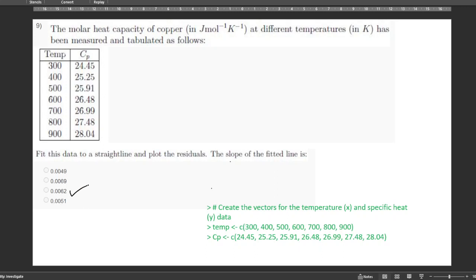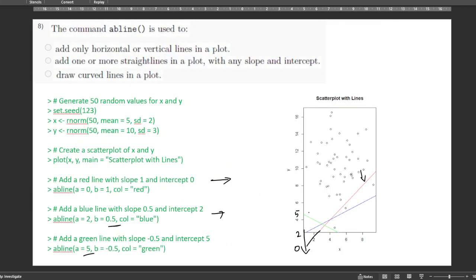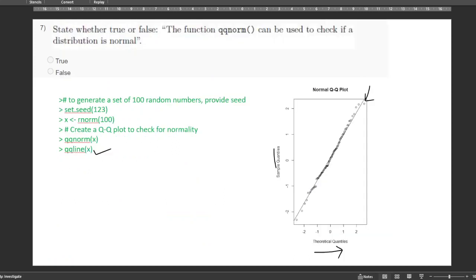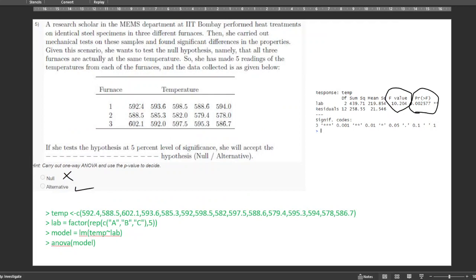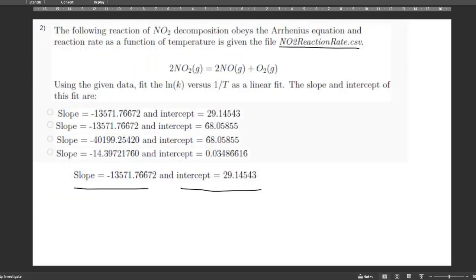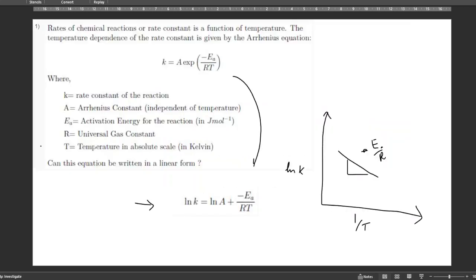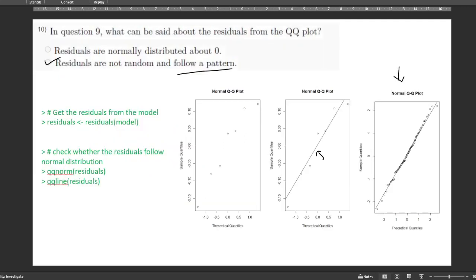So this is the answer given for the 9th one, but we have to ensure it. Okay. Here the answer is: one or more straight lines in the plot with any slope or intercept. Here it's true. The rest of the things I think I have covered. Okay, with this, all 10 questions for this current assignment are over.